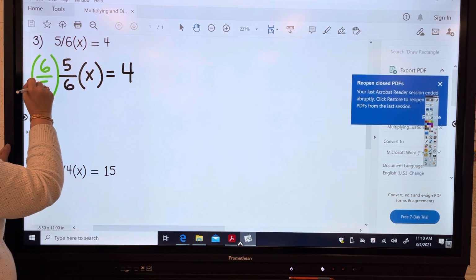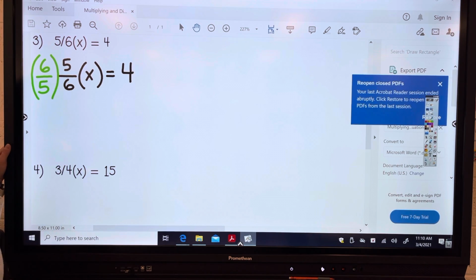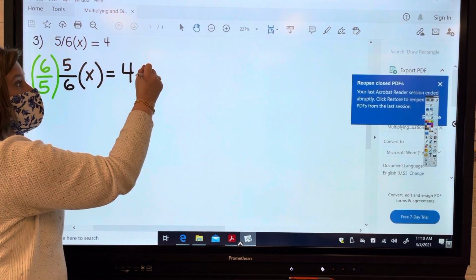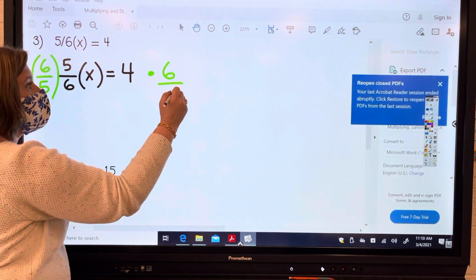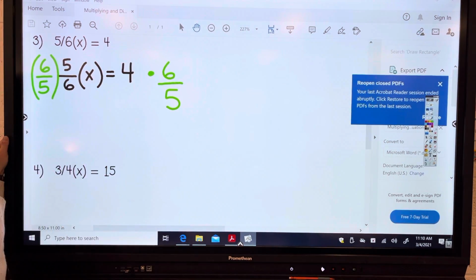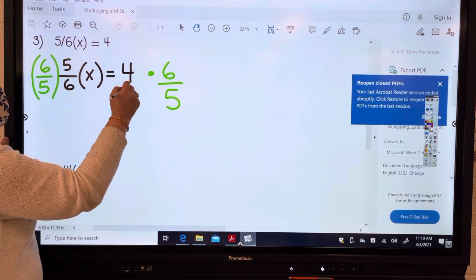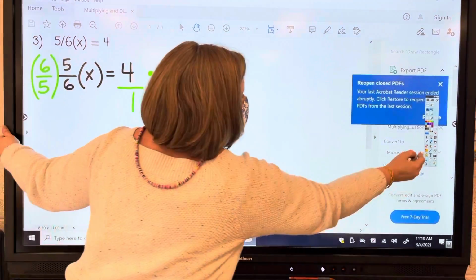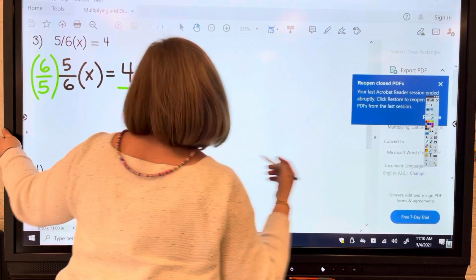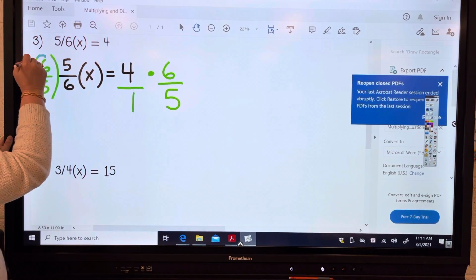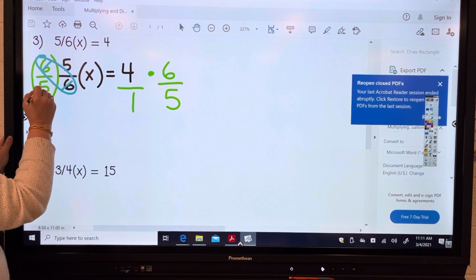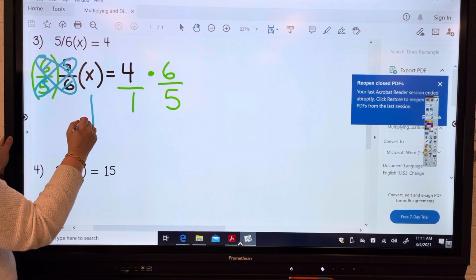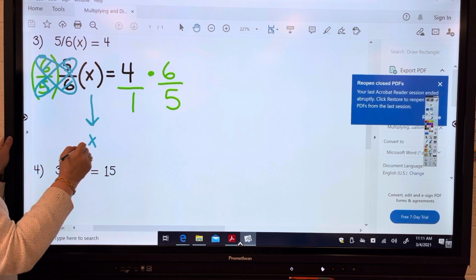Multiply by the reciprocal. So if I do it on the left, I have to do it on the right. And what do I need to do to the 4? Put a 1 under it. So on the left, what happens to my 6's? They mark out. What happens to my 5's? They mark out. So I'm left with what? x equals.